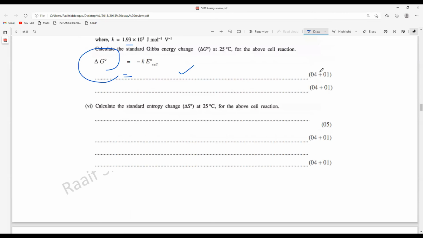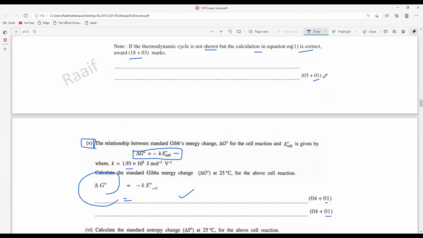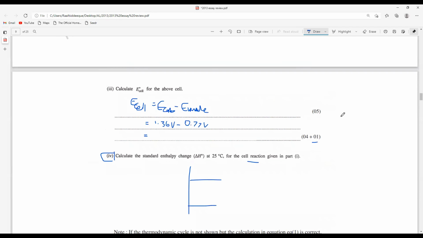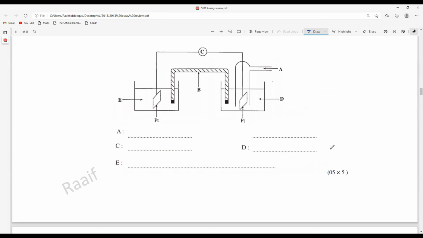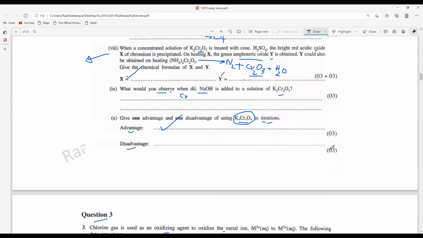And the important thing is here you see plus 4 plus 1. 4 plus 1, 4 plus 1. Why? 1 is for the answer, 1 is for the unit. So don't forget to put all the units in physical chemistry questions along with its state. Otherwise, you will see the marks that you are getting are reducing. In many questions you will see if you don't put the units, it will be a problem.